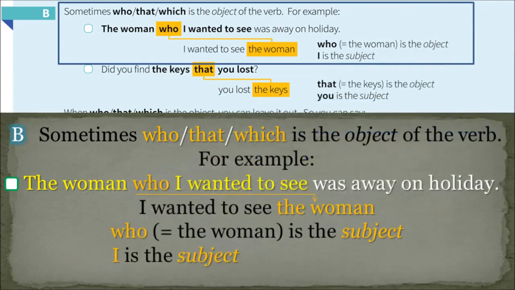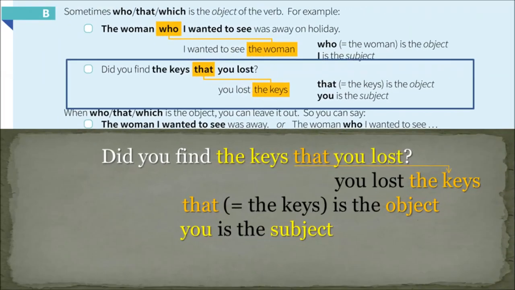B. Sometimes who, that, which is the object of the verb. For example, the woman who I wanted to see was away on holiday. I wanted to see the woman. Who equals the woman is the object. I is the subject. Did you find the keys that you lost? You lost the keys. That equals the keys is the object. You is the subject.